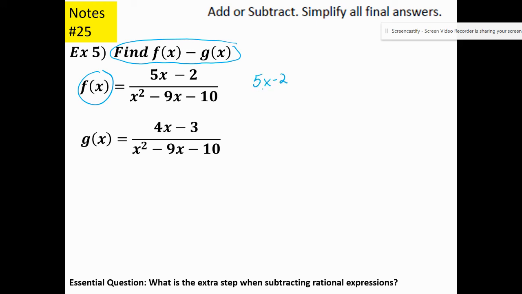Let's write this one down first. So 5x minus 2 over x squared minus 9x minus 10, minus 4x minus 3 over x squared minus 9x minus 10. Now let's take care of that subtract. So we draw a little arrow so we don't forget. We put parentheses around it and we distribute it.